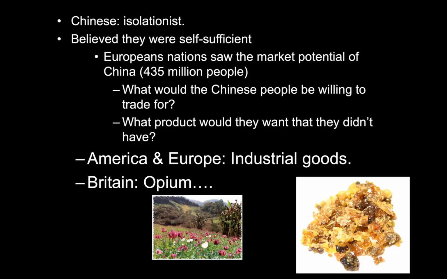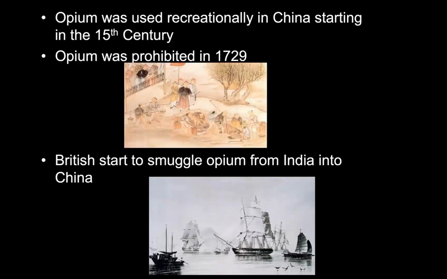And so Britain is going to do something interesting. Britain, in the earlier part of the 1800s, conquered India. And in India, the British are going to produce two major products. One of those is cotton, and the other is opium. And the British need somebody to sell opium to if they're going to make money on it.